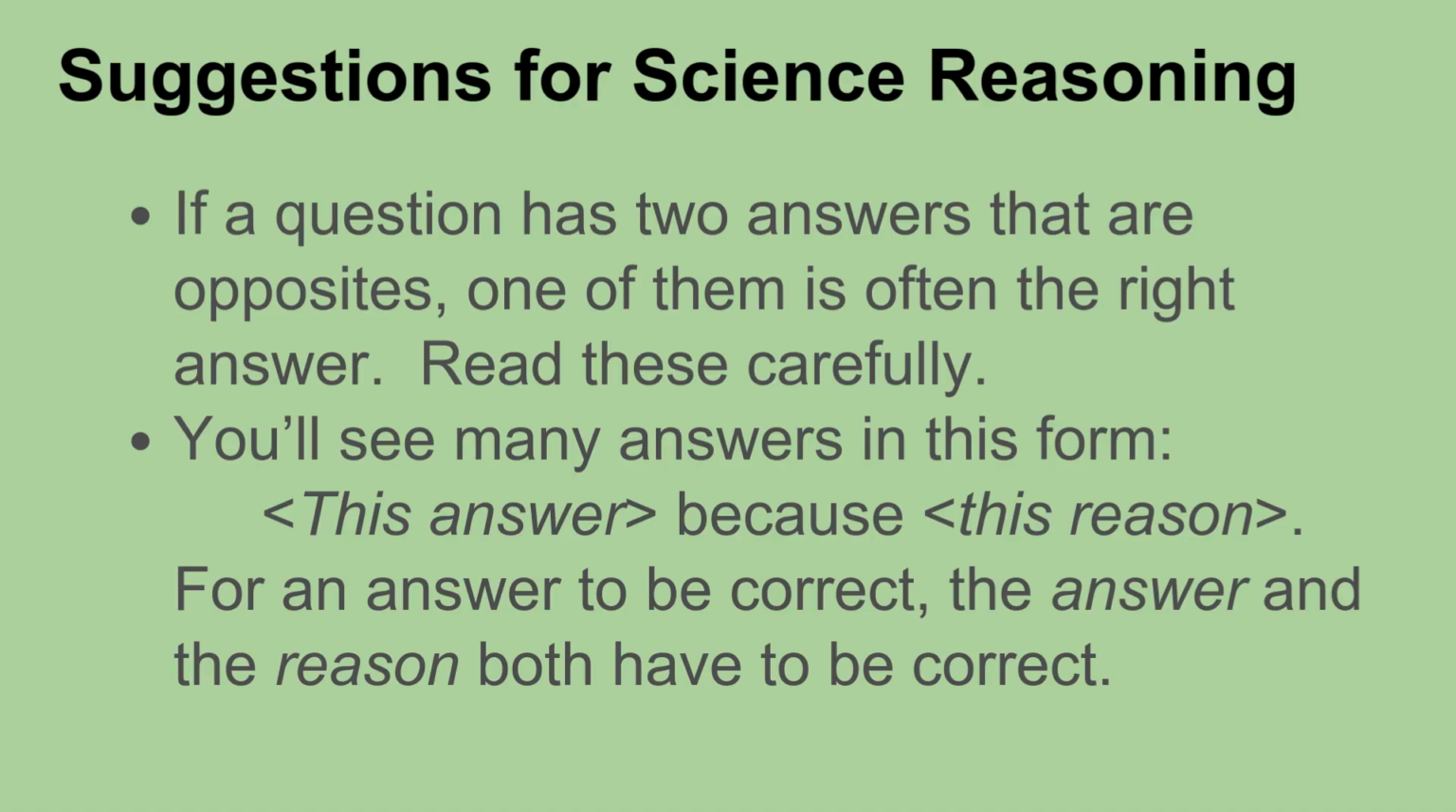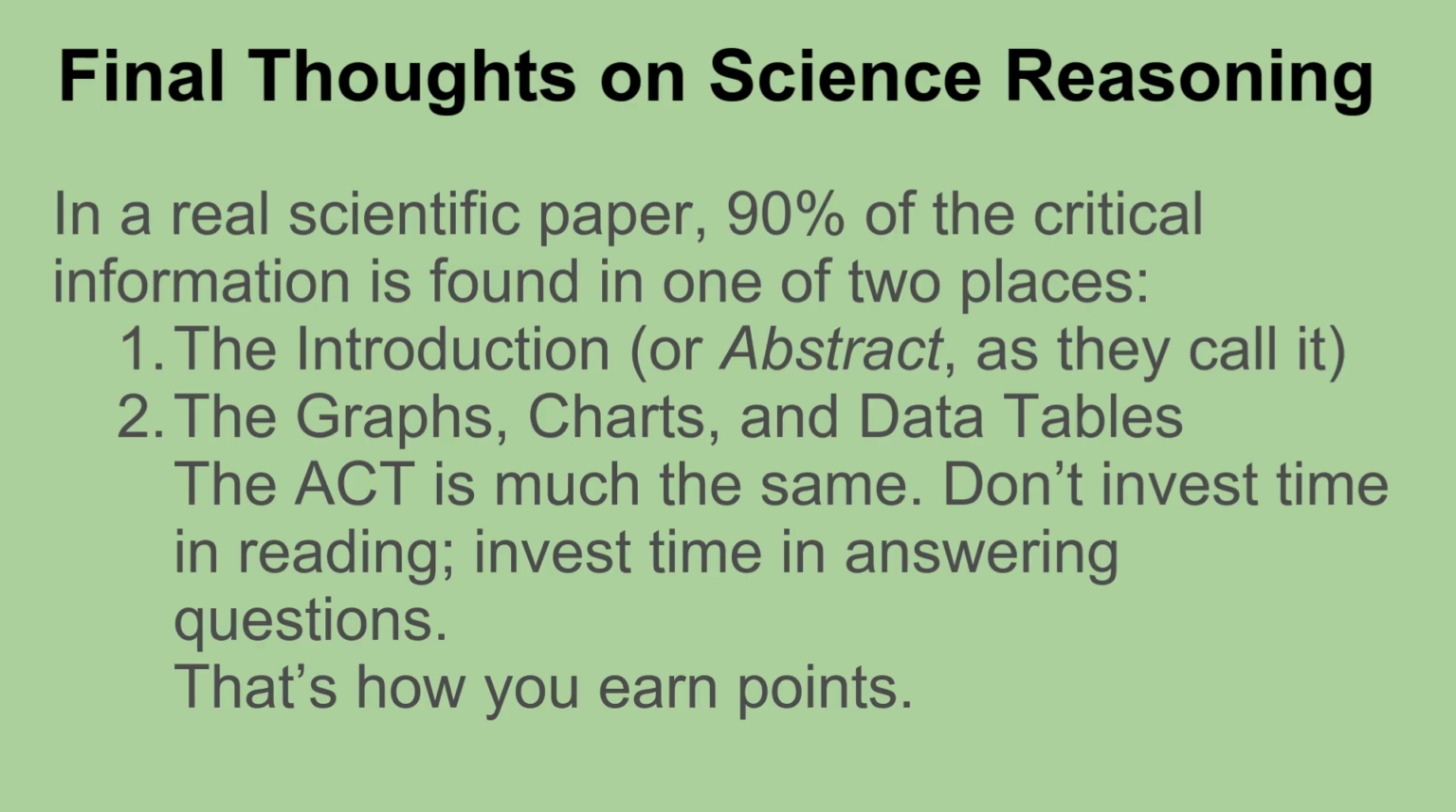In terms of other specific information, there's an awful lot I can give you. I will just say this from my own experience as a scientist and a science teacher. In a real scientific paper, 90% of the information you really need is found in one of two places. Either the introduction, which in journals in general they call the abstract, and then the graphs, charts, and the data tables. Okay. The ACT is organized in much the same fashion, so don't waste a lot of time in reading. Invest your time in answering the questions, because that's how you earn points.